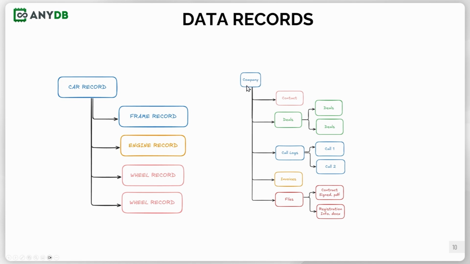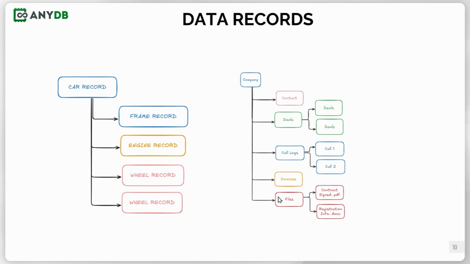And in this CRM, I have a company record, which contains contacts, many deals, and a lot of different logs for call logs, invoices, and maybe even many files that I've attached to this company. You can see already this is very flexible, allowing you to build a structure that expands to what you need. Tomorrow, after you design this, you realize you need to track an additional set of data along with this company. It's very simple to extend.